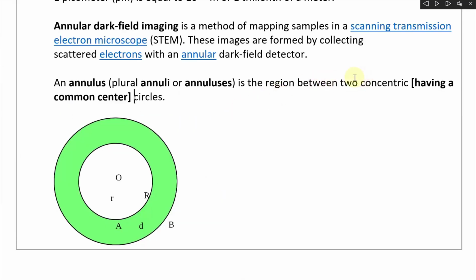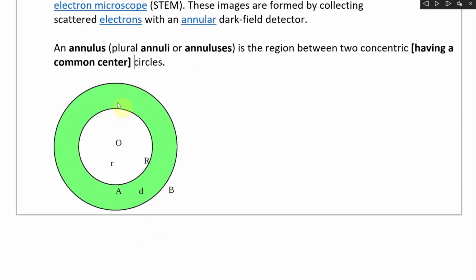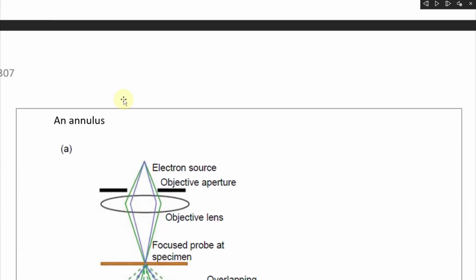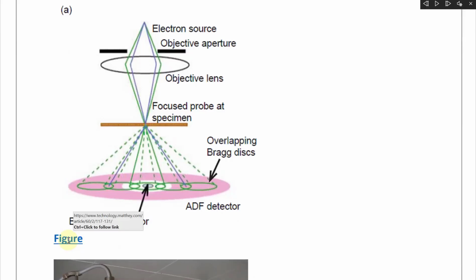Here, just quickly pause and check the definition. Concentric is just having a common center. This is for circles. So there's a common center O of both of these circles. Very interesting. So let's continue further and look at this setup here.